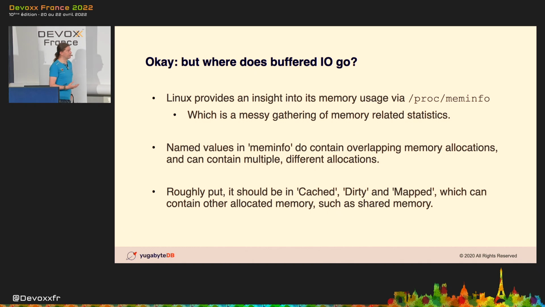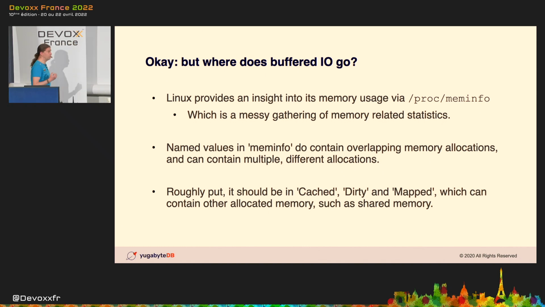It is a messy gathering of memory-related statistics, and I think that is the best description that you can have, because you cannot add up all the values. Some of the values come back in other values. Some of the values are not even in kilobytes, which I think is the default unit size. Some of them are in pages, etc., etc. It is useful, it has a lot of details, but it's messy. You need to understand what you need to pick. And like I said, some of the named values in there contain memory, which is also in other values.